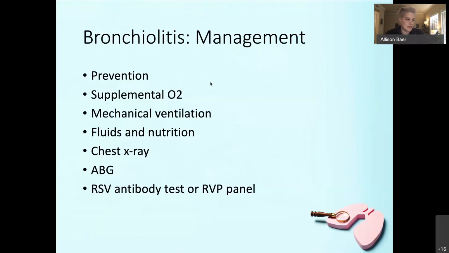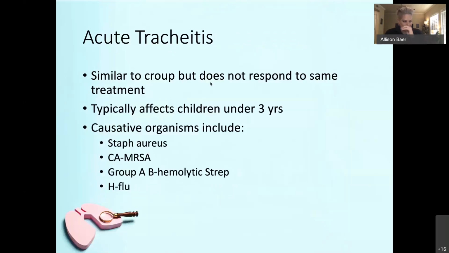The worst cases can need mechanical ventilation, but the majority of ones we see are just going to need some extra O2, some extra flow to overcome those obstructions. Make sure their fluids and nutrition are good, monitor their chest x-rays to make sure it's not progressing to pneumonia, check ABGs as needed, and then probably some kind of RVP panel to make sure that it's a virus and not a bacteria. And then acute tracheitis, I don't know that I've seen any practice questions about this.